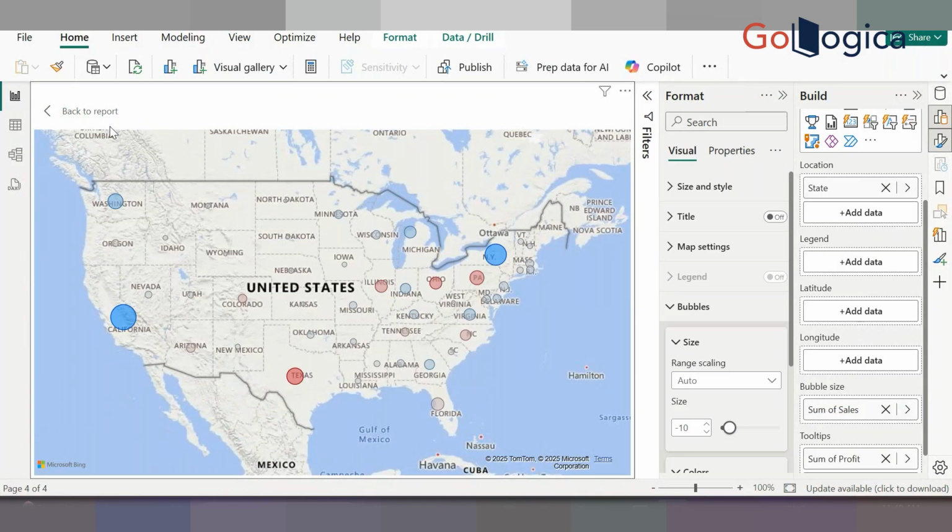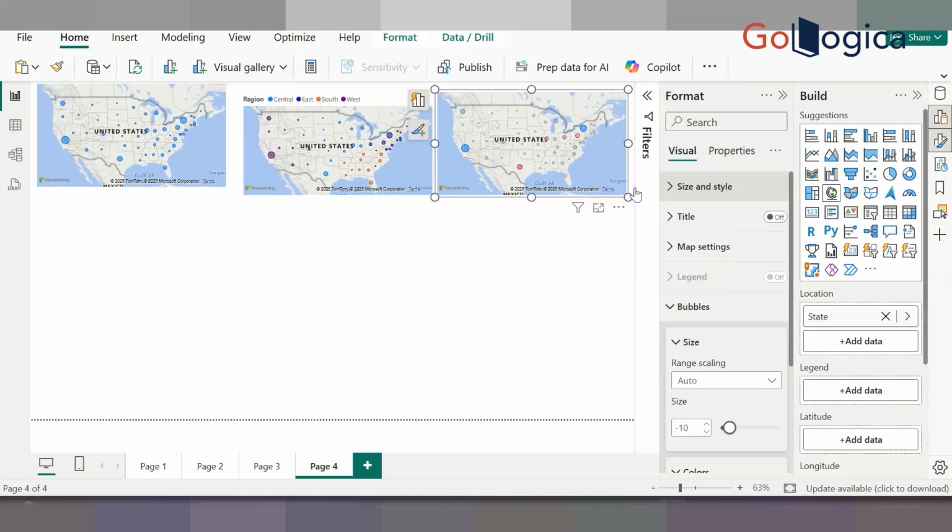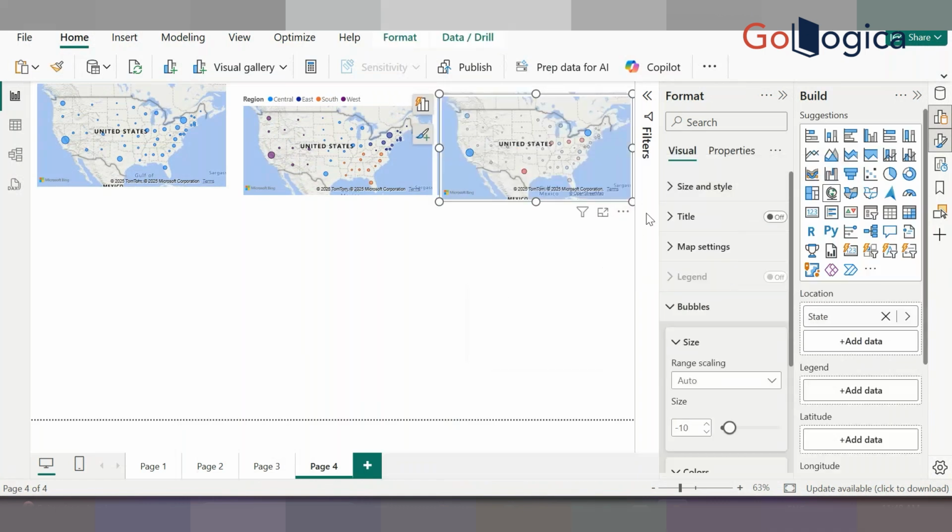Understood with this. So we can see almost 20 to 25% of the states are having a negative profit here. So instead of showing a gradient color, you can also apply the rule. So I can just apply the rule like this.